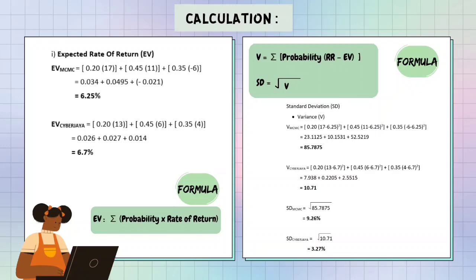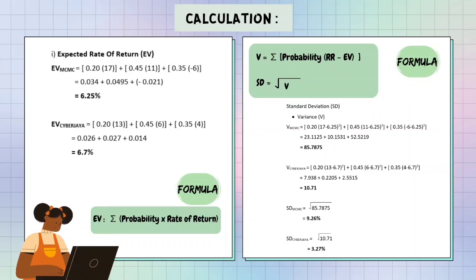Second is standard deviation, or SD. Before we calculate the SD, we need to calculate the variance first. The formula for the variance is the sum of probability times the rate of return minus the expected rate of return, squared. To calculate, just fill in the formula and you will get the answer for both projects. For project MCMC, the variance is 85.7875. We need to take 4 decimal places.